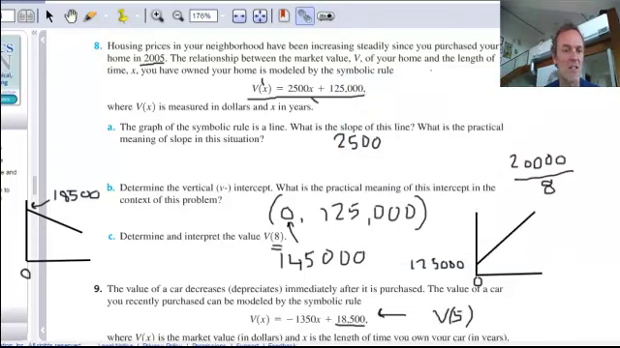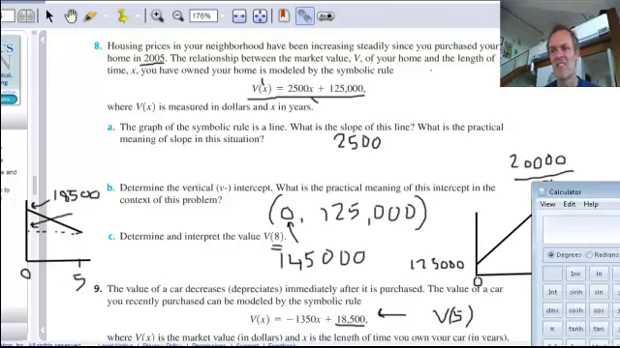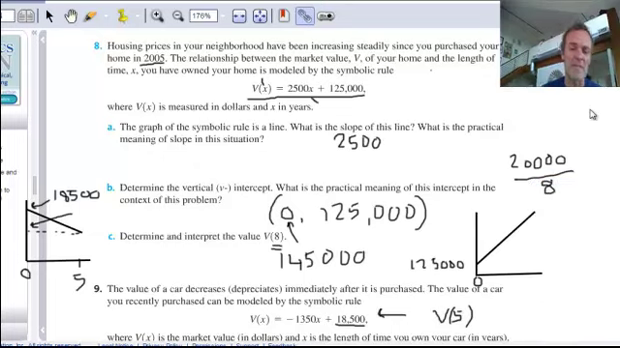So let's say after 5 years, my car is now worth $11,750. Again, if you just put a little line over there, that would be about there. So that's just you substituting x equals 5 and finding out what the value of your car is. It goes down in price.